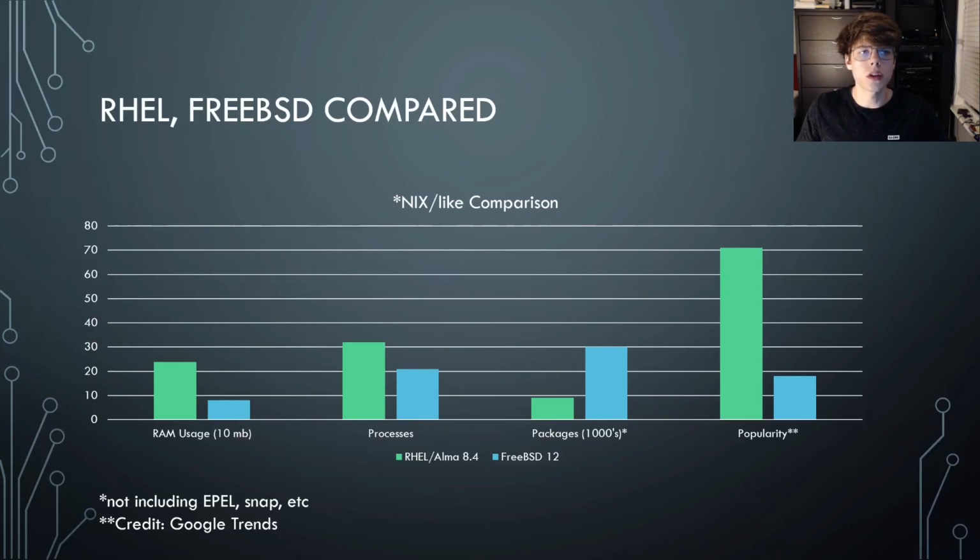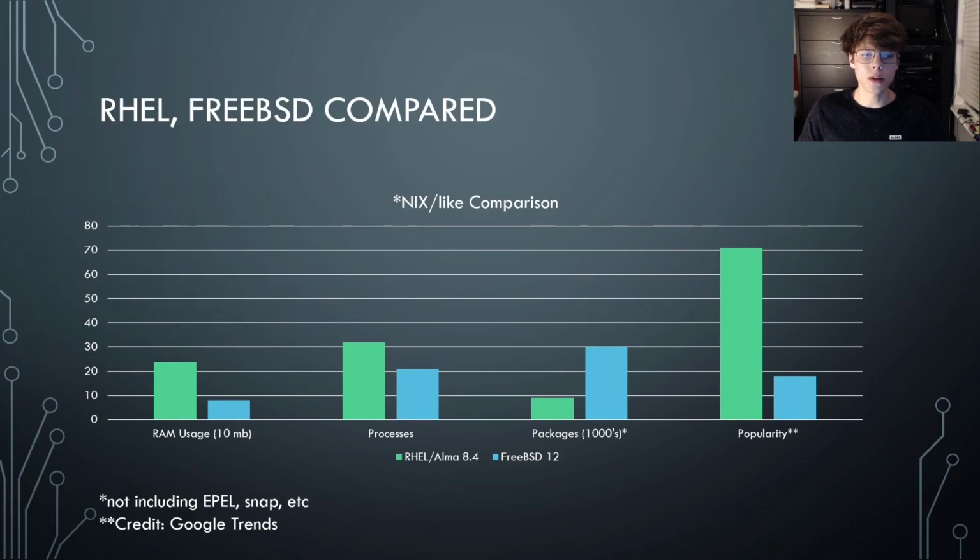So first, just a primer: I'm using Alma Linux, or pretty much Red Hat Enterprise Linux 8, for this, and for BSD, I'm using FreeBSD, specifically FreeBSD 12, but in the package comparison, I'll be looking at FreeBSD 13, as that's the most current version of the operating system.